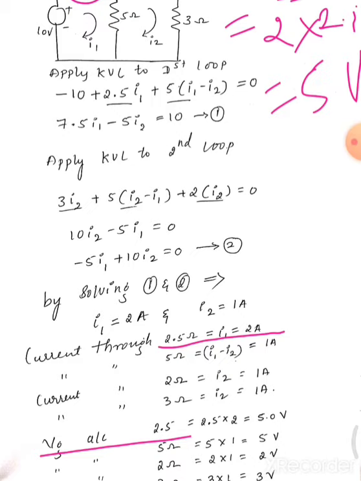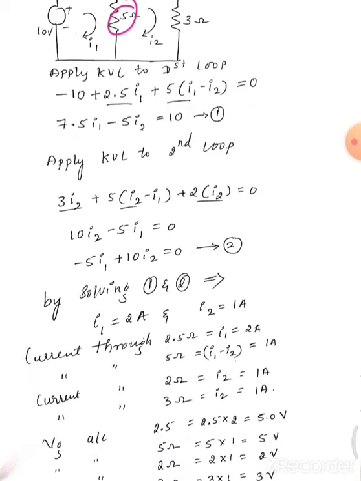Similarly, like this you can calculate for the others. So let's calculate the voltage across the 5 ohm. Voltage across 5 ohm is equal to what? I into R, or else you can take R into I.